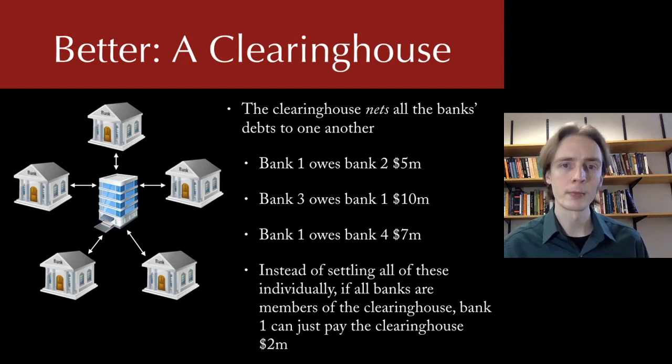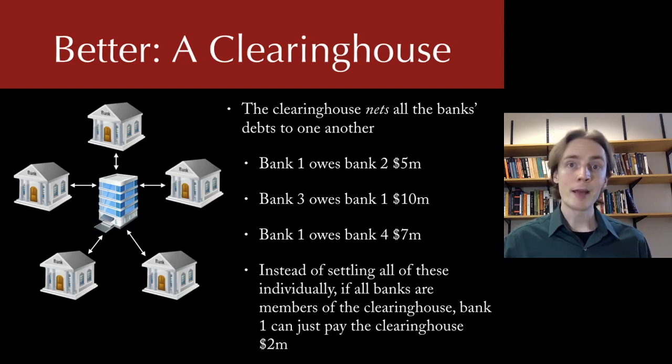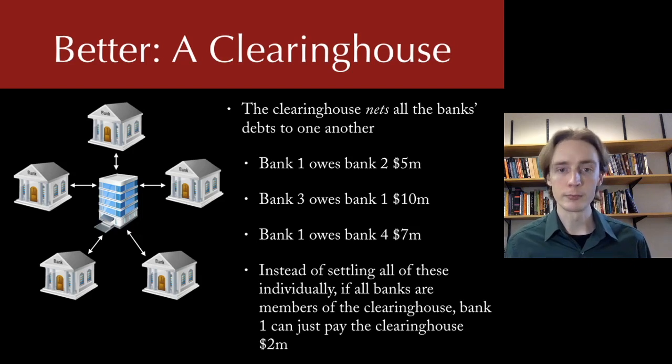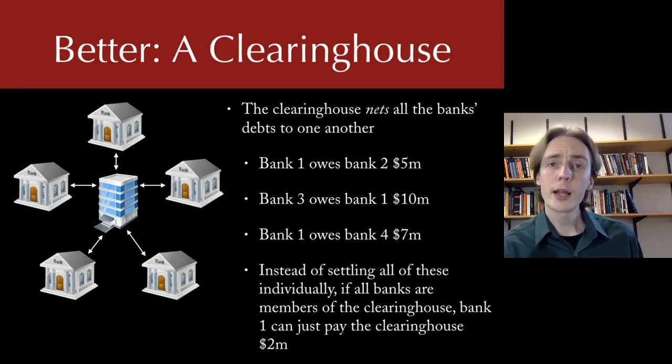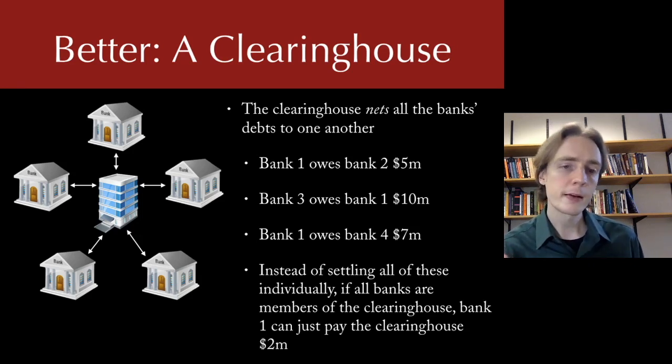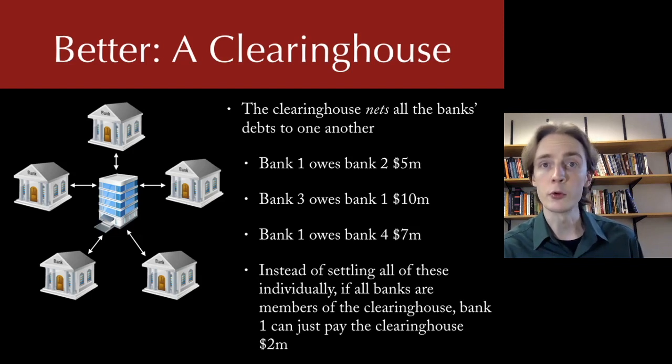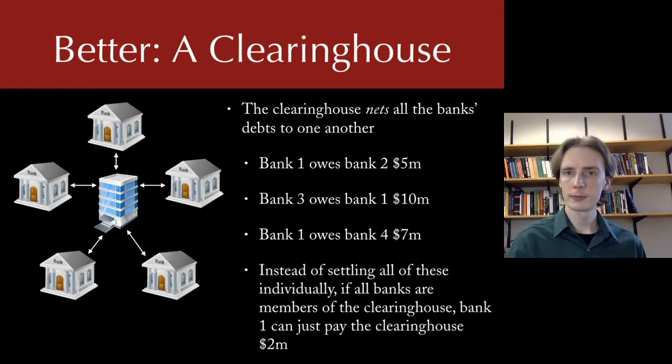are other banks. Right? So instead of settling 3 different transactions here, Bank 1 can just pay the clearinghouse $2 million. And everything else in the background gets handled and netted out. So all the clearinghouse has to do at the end of the day is just a little math and divvy up that money to whomever it's owed.